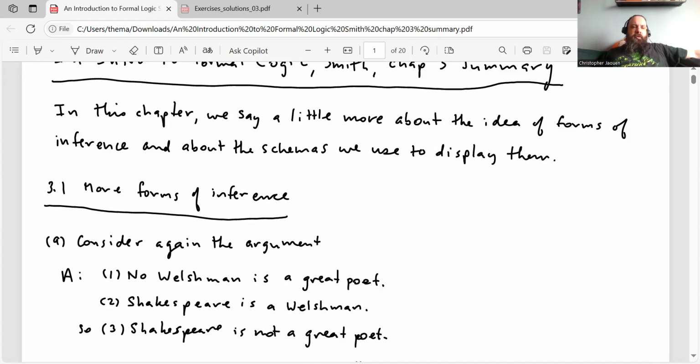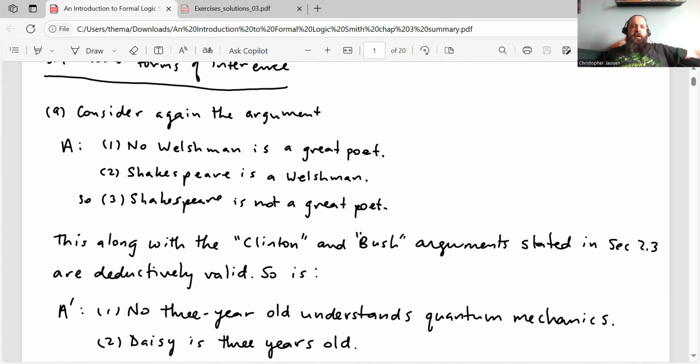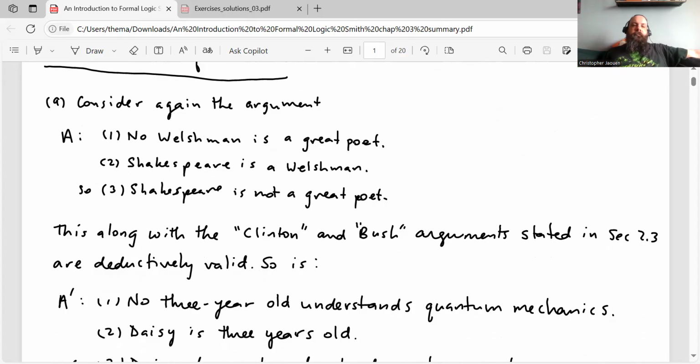Okay, so section 3.1, more forms of inference. So here we have an argument that we've already looked at, which was labeled argument A. We have two premises. First premise is no Welshman is a great poet. Premise two, Shakespeare is a Welshman. So the conclusion three, Shakespeare is not a great poet.